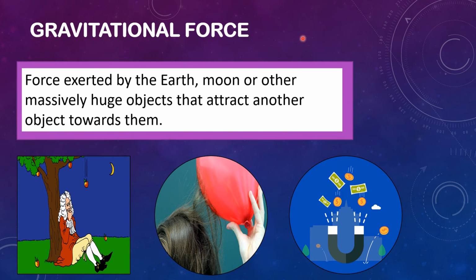Let us have the first one, gravitational force. Force exerted by the Earth, Moon, or other massively huge objects that attract another object towards them. This gravitational force is the reason why an apple falls down from a tree, and also the reason why persons stay on Earth so that we will not float in space.